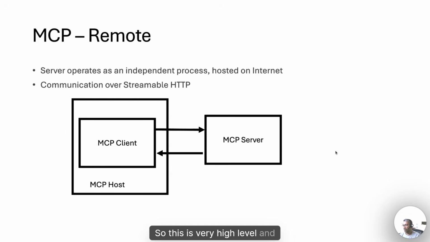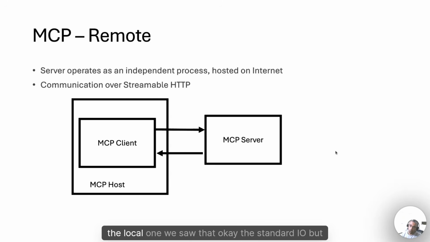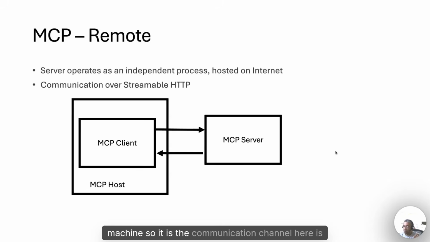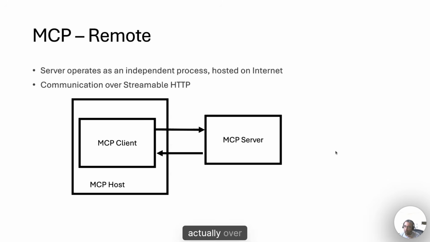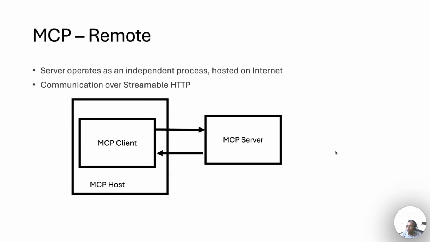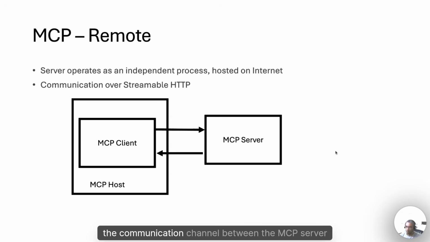So this is very high level. For the communication channel, for the local one, we saw that it is standard IO, but here we can't use standard IO because it is not on the same physical machine. So the communication channel here is actually over streamable HTTP. That is called streamable HTTP. That's the important point you need to understand. So if it is local, the communication channel between the MCP server and the client is standard IO, but here it is streamable HTTP.